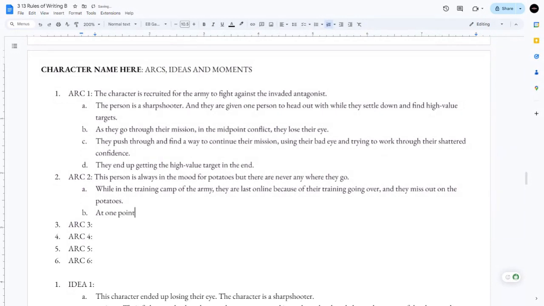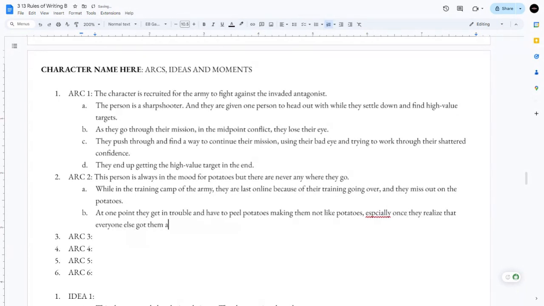At one point, they get in trouble and have to peel potatoes. Okay. Making them not like potatoes, especially once they realize that everyone else got them after they prepared the meals and none were left. Okay.